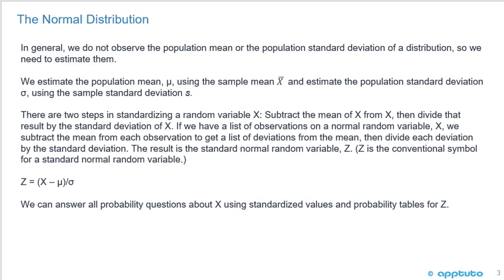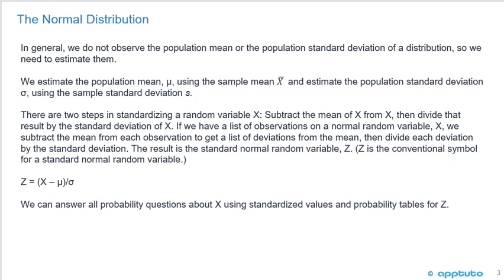But in general, we do not observe the population mean or the population standard deviation of a distribution, so we need to estimate them. We estimate the population mean, mu, using the sample mean, which is x bar, and estimate the population standard deviation using the sample standard deviation.